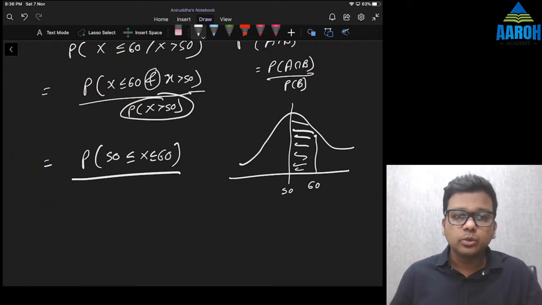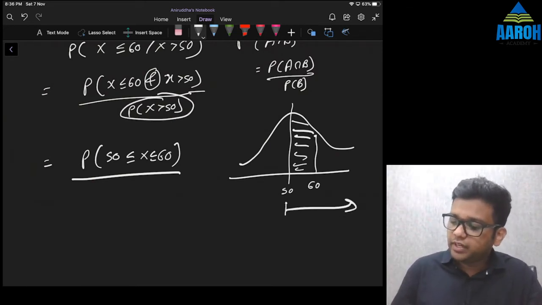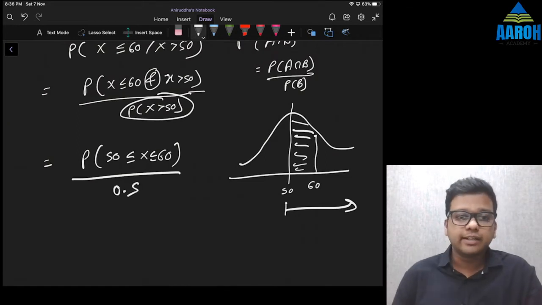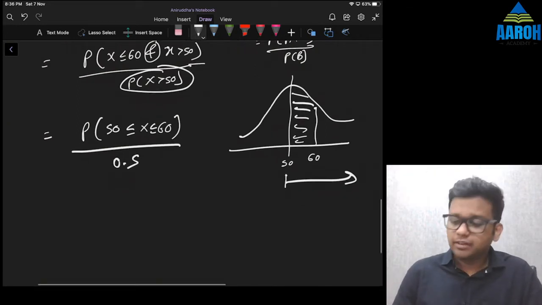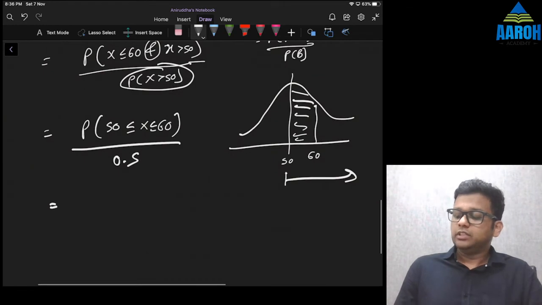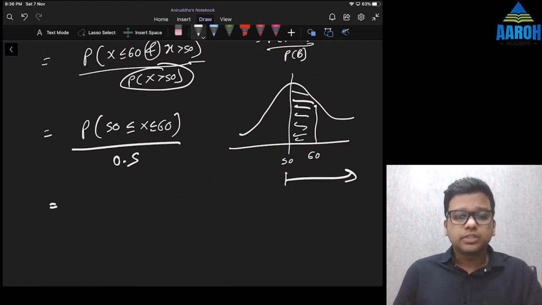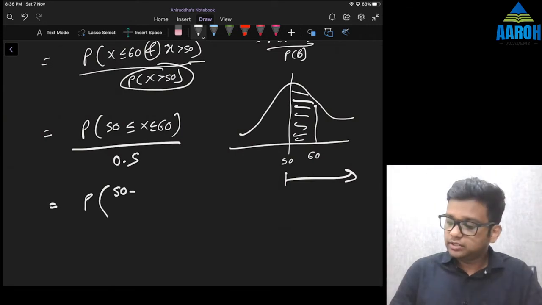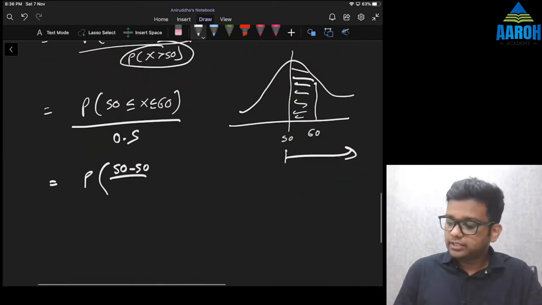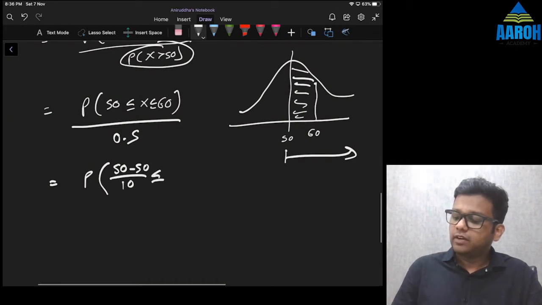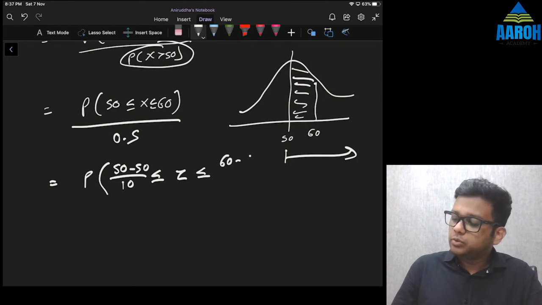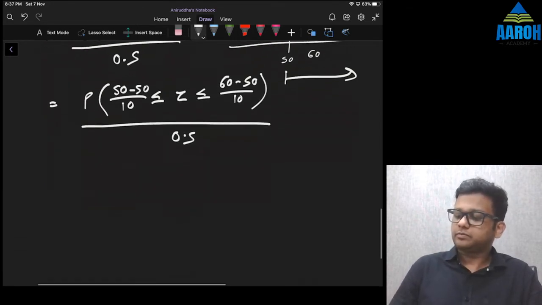Now you don't even need to look this up from the table, because greater than equal to 50 means half, right? You can directly write 0.5. The numerator we will have to look up from the table. Okay, let's try to convert it to standard normal. It will be the probability that 50 minus mu upon sigma, mu is 50, sigma is 10, is less than equal to Z, is less than equal to, again, 60 minus mu upon sigma, divided by 0.5.